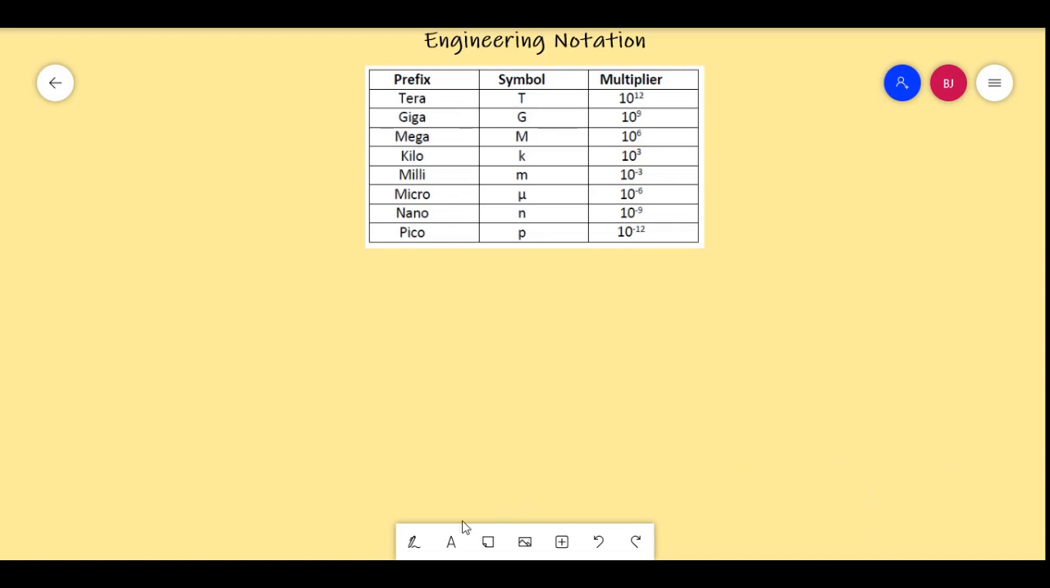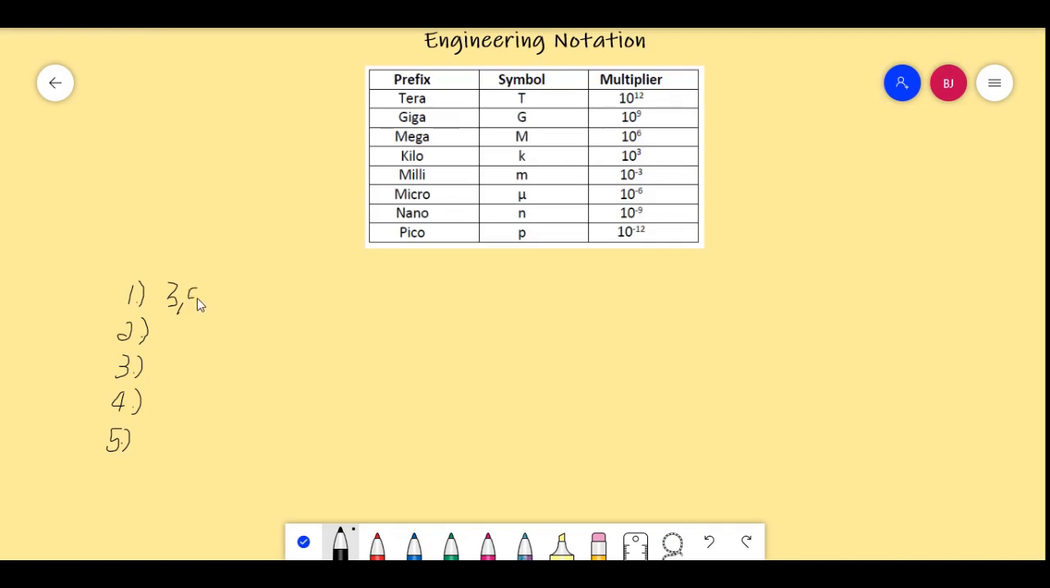So let me give you an example on how we will be able to convert specific values into the engineering notation. So let's have 5 examples here. So let's say we have the following values. So let's say this is 3,500 volts. Let's say this is 0.00013 amperes. Number 3 would be, let's say, 1,200,000 watts.